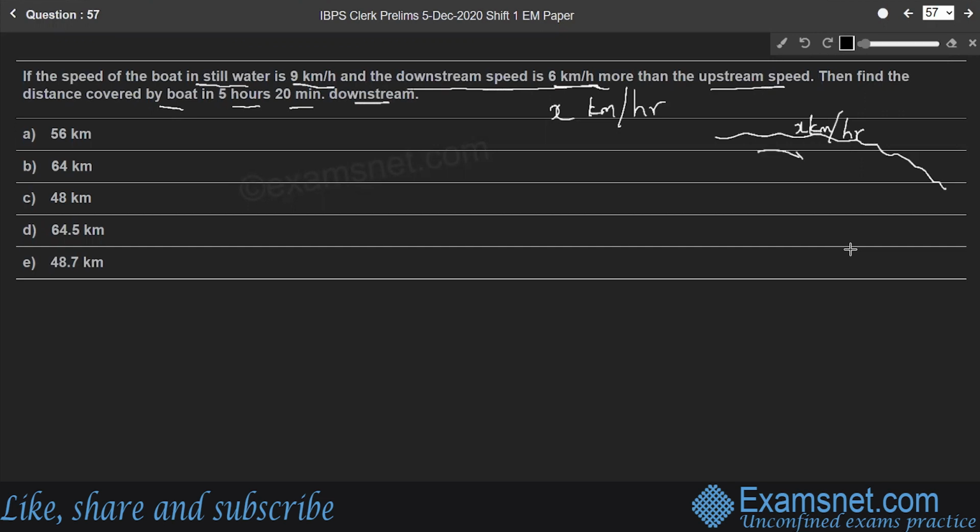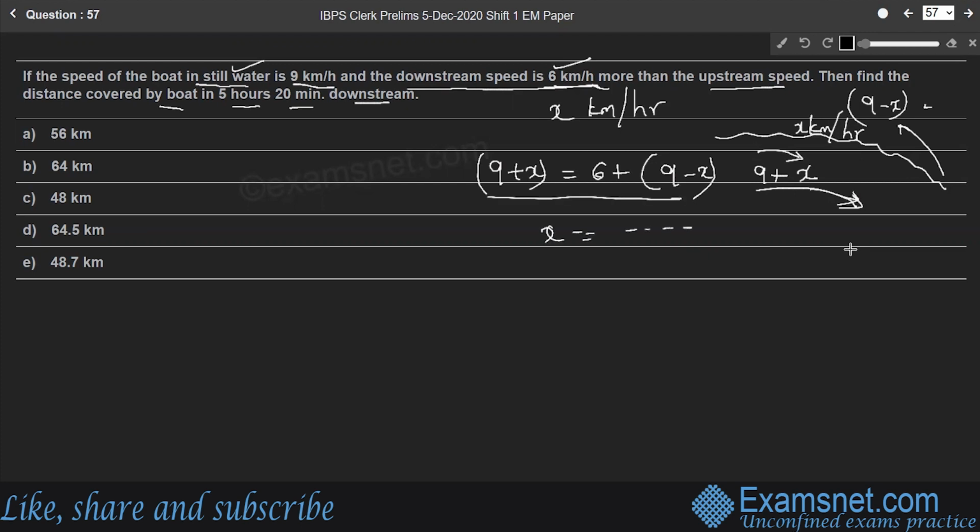Here the still water speed is 9 km per hour. So 9 plus the speed of the stream becomes the downstream speed, whereas the upstream speed will be 9 minus x km per hour. It is given that the downstream speed is 6 km per hour more than the upstream speed. So we can write 9 plus x, which is the downstream speed, is equal to 6 plus the upstream speed, 9 minus x. So we'll find the value of x.